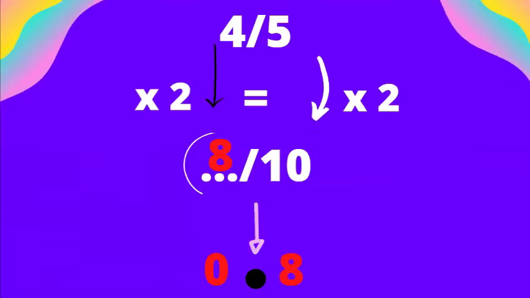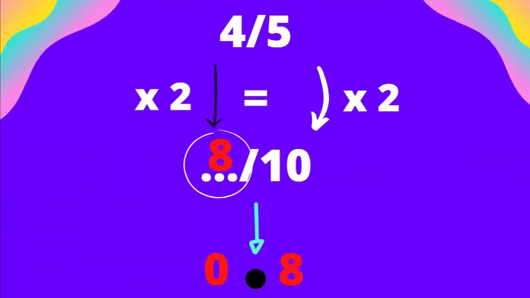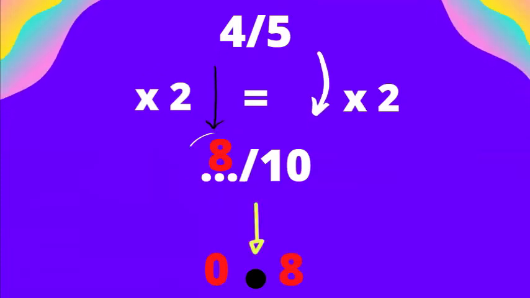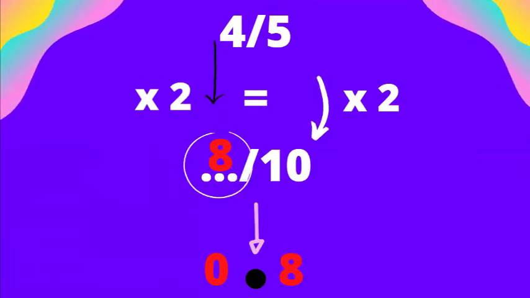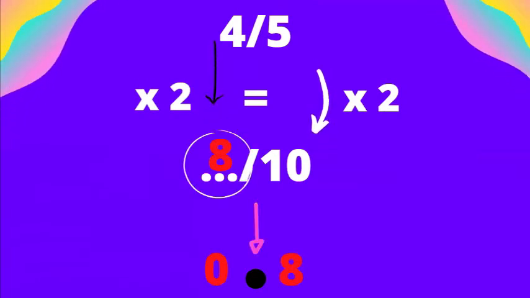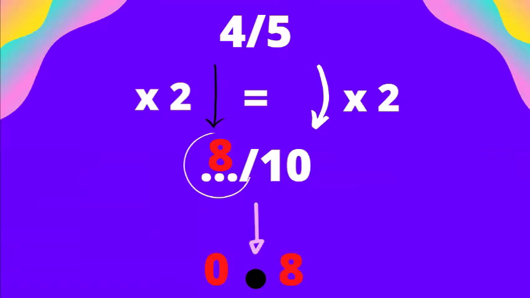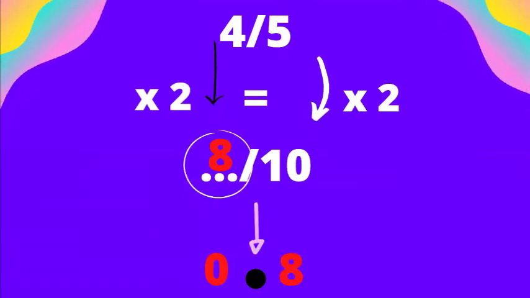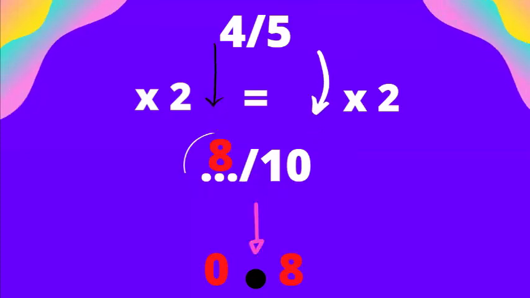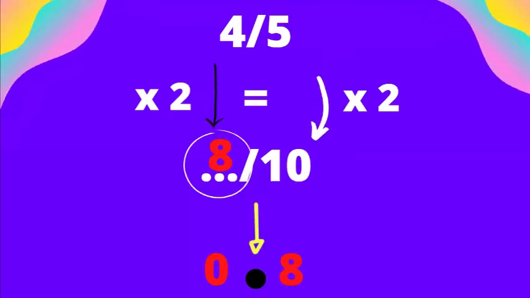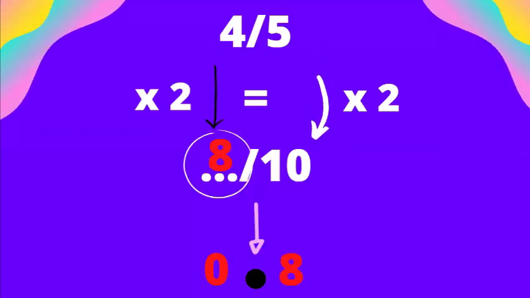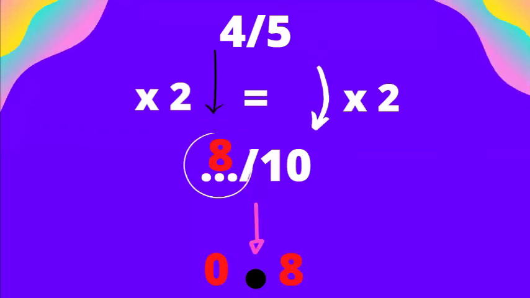Fraction 4 over 5. Let's change the denominator into 10. 5 times what number is 10? It turns out that 5 times 2 is 10. So since we multiply the denominator by 2, we must also multiply the numerator by 2. 4 times 2 is 8. So 4 over 5 is the same as 8 over 10. Now it will be easy to find an equivalent decimal for 8 over 10. Just use the concept I discussed at the beginning of the video. The answer will be 0.8.